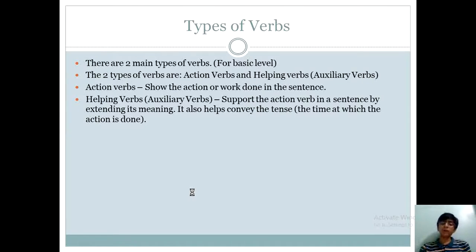Next, helping verbs, which are also called auxiliary verbs. Helping verbs support the action verb in a sentence by extending its meaning. It can show the tense, which means the time at which the work is being done, or a relationship between the person and the action. It actually makes the sentence readable.